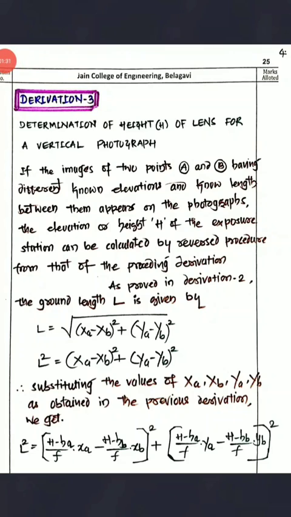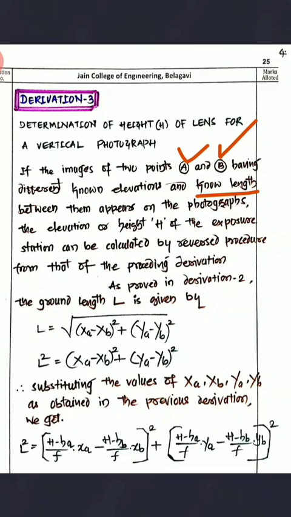Now here see, if the images of 2 points A and B, having different known elevations and a known length between them, appear on the photograph, right? So the length is known and the elevations are known. So these are the known things on the photograph. The elevation, the height H of the exposure station, can be calculated by the reverse procedure from that of the preceding derivation, that is derivation 2.